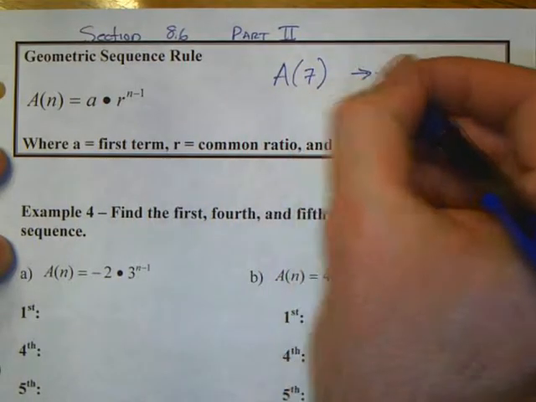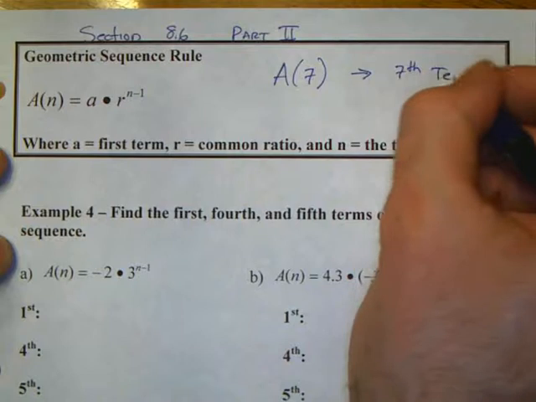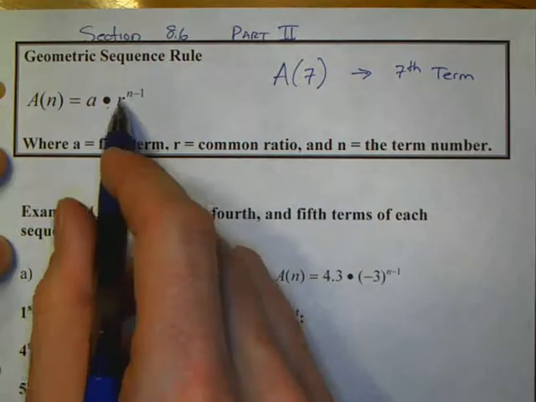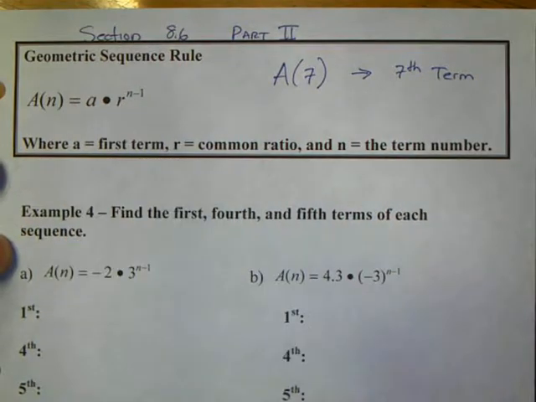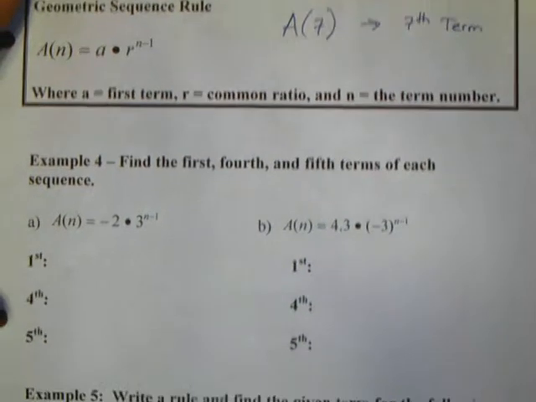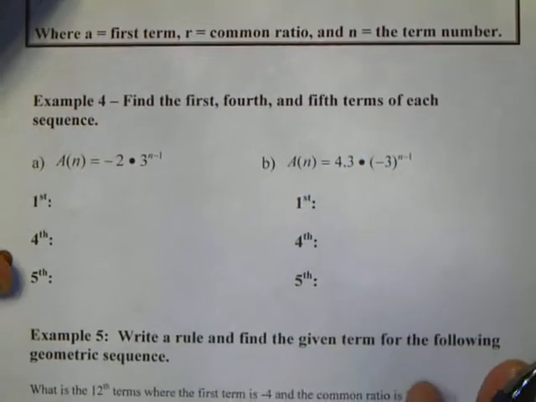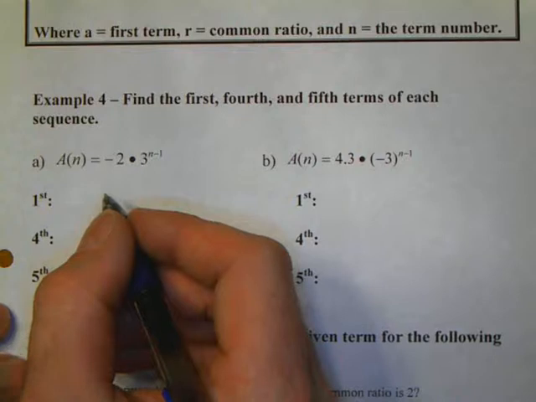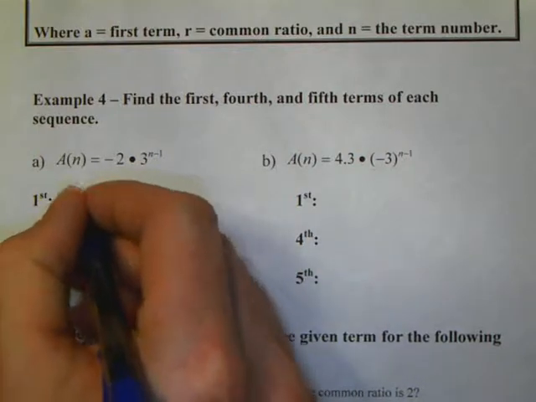So as we think about that, we just need to think about what we're talking about. If someone says a to the 7th, that means find the 7th term. We're going to plug in 7 for the n. So here's our first one.